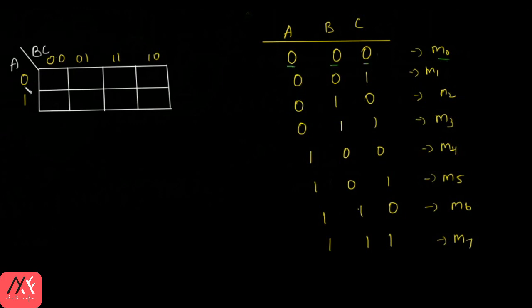0, 0, 0 of ABC. So all zeros meet here in this cell, put it M0, right? And the next one will be 0, 0, 1. 0, 0, 1 meets here and it is M1. 0, 1, 1. So where is 0, 1, 1 in the table? 0, 1, 1 corresponds to M3. So put M3 here. And the next one is 0, 1, 0. So 0, 1, 0 stands for M2. Put M2 here. And next one is M4. 1, 0, 0 stands for M4. And then put M5, 1, 0, 1.